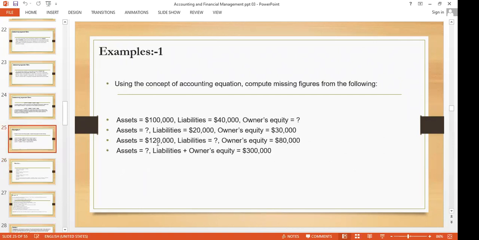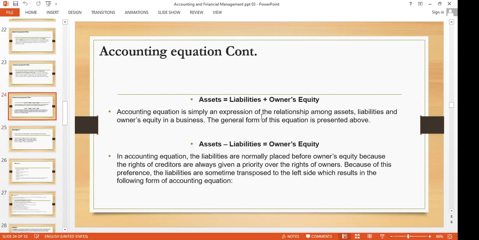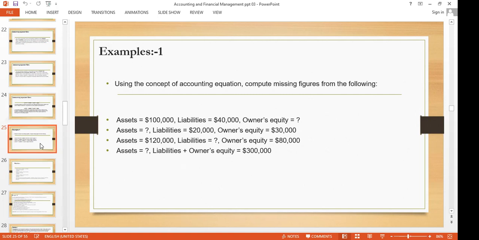Please solve another one. Assets are 120,000. Liability is not given. Owner's equity is given as 80,000. Please find the liability. We can use these two equations. 40,000. What is the amount? Please tell me. 40,000. Is it correct?